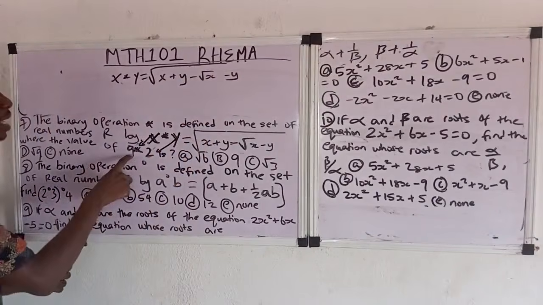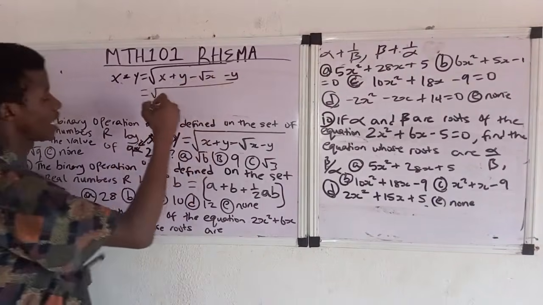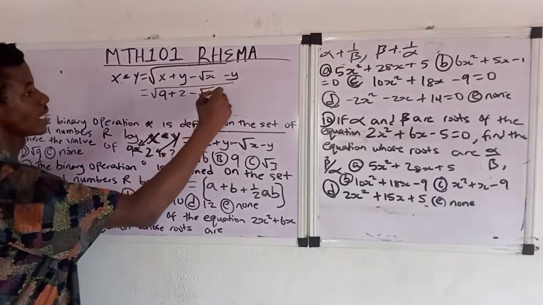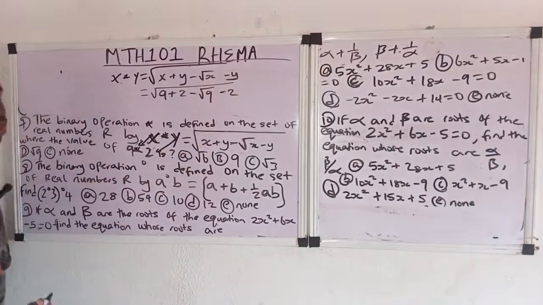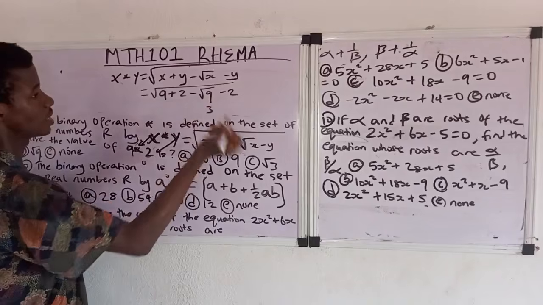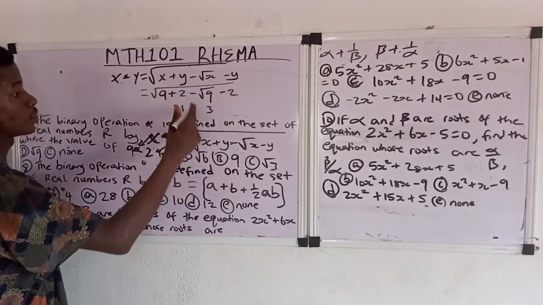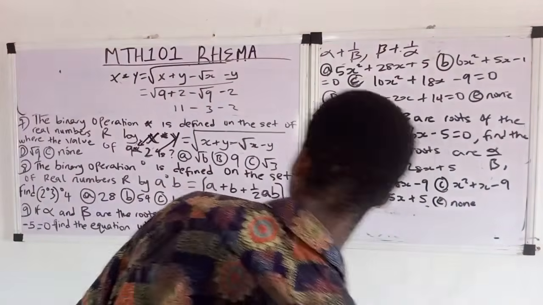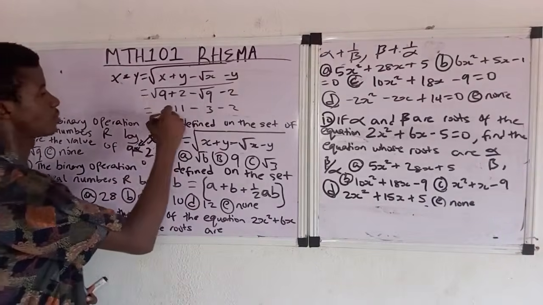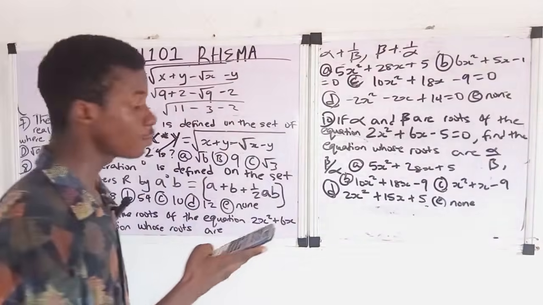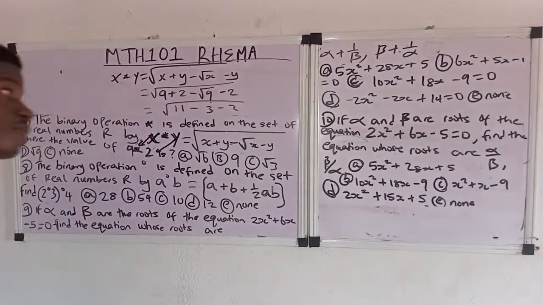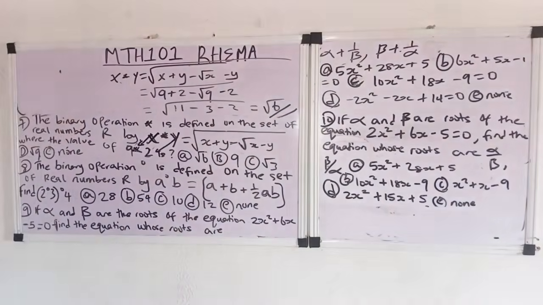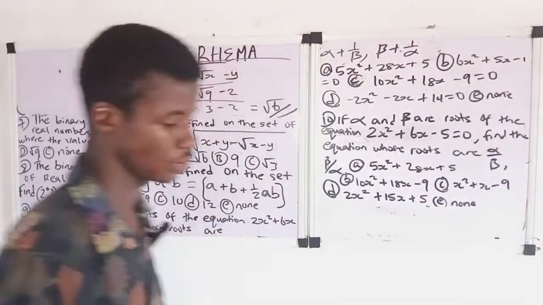So x operation y is equal to root of (x plus y) minus root of (x minus y). Don't forget that x is 9, so wherever we see x, we put 9, then plus y is 2, then minus y, y is 2. If we continue, 9 plus 2 will give us 11, and root 9 will give us 3, then minus 2. Don't forget about the square root. If we do everything, 11 minus 3 minus 2 will give us 6. So the answer is root 6, which is A.